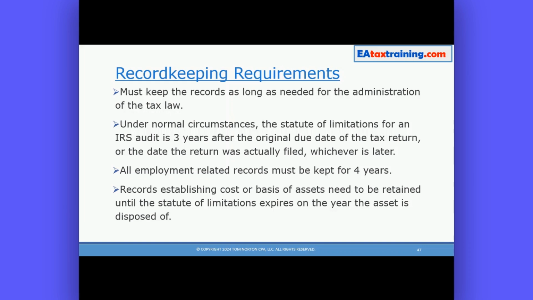So you could have a piece of property, of real estate, for instance, that you buy now and that you use in that business, and you don't dispose of that asset for 30 years. Well, you need to keep the records that show how much that asset cost you for 30 years plus another 3 years to get past the statute of limitations. So you might have to keep those records for 33 years or more, depending on the circumstances.